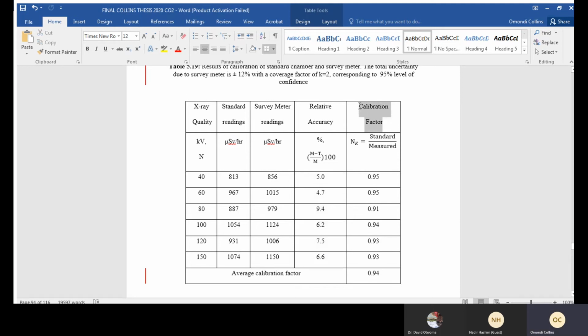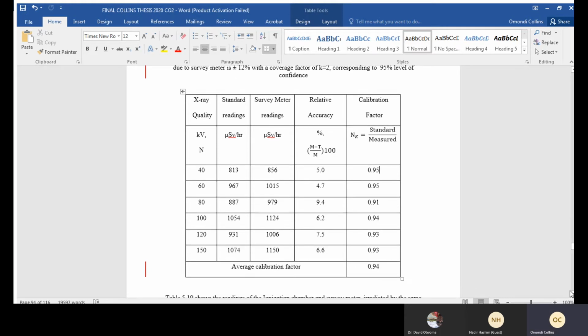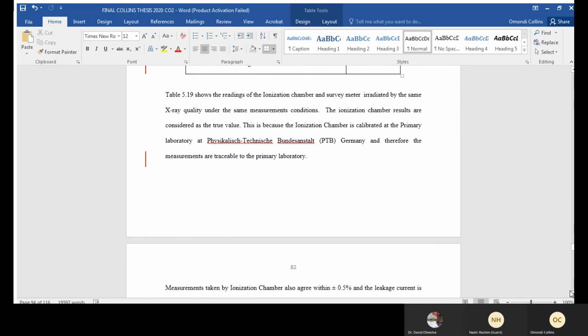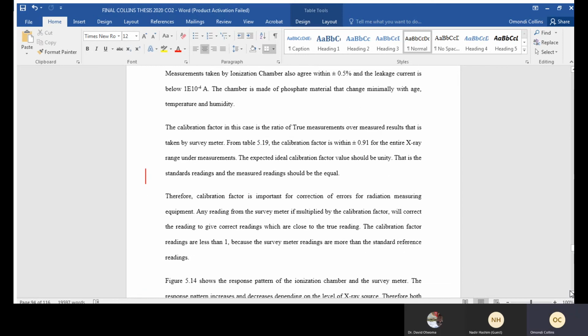Then eventually to the calibration factor, which is a ratio of the reference standard compared to the measured reading. So here, for the ideal case, it should be 1, but in this case, these are the values that I got. The average is 0.94. So this is plotted on the graph.